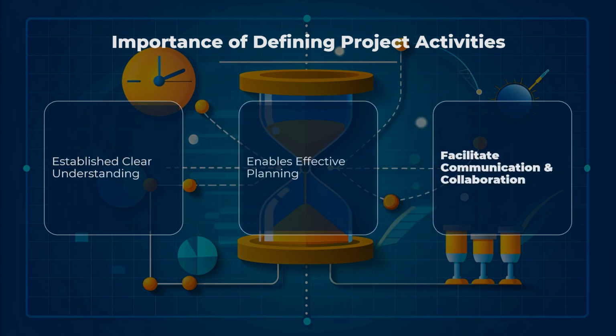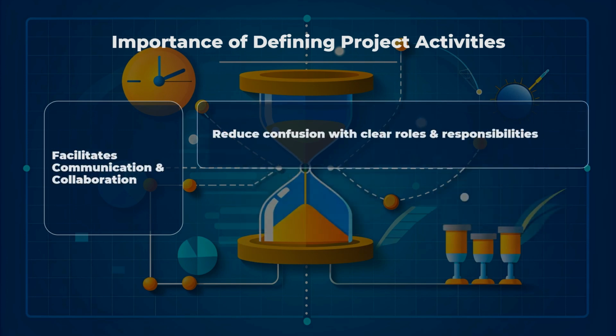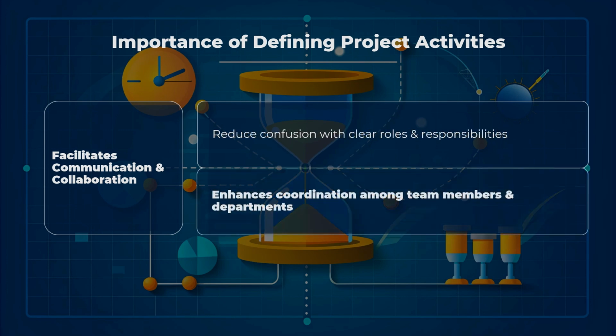Lastly, defining project activities facilitates communication and collaboration. It reduces confusion with clear roles and responsibilities. Clear definitions reduce confusion by specifying who is responsible for what. This clarity helps prevent misunderstandings and overlaps in work. It enhances coordination among team members and departments. When everyone understands their roles and the activities required, coordination among team members and departments is enhanced. This leads to smoother project execution and better teamwork.